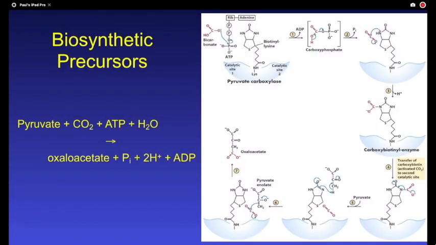This reaction allows pyruvate plus a CO2 plus ATP plus water to create oxaloacetate, Pi, 2 protons, and 2 ADPs. All right, here's what I need to teach you about this at this moment in time. I say in the reaction I have this molecule. You know what that is? Name it. Carbon dioxide. Okay, great.